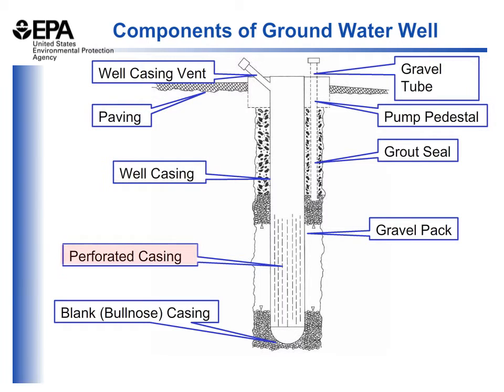Below the casing is the well screen, or a perforated casing, and this is used in areas of unconsolidated sediments as opposed to bedrock, and the screen is used to filter out the finer materials in the sediments surrounding the well, such that only clean water is coming up through the well casing when it's pumped.